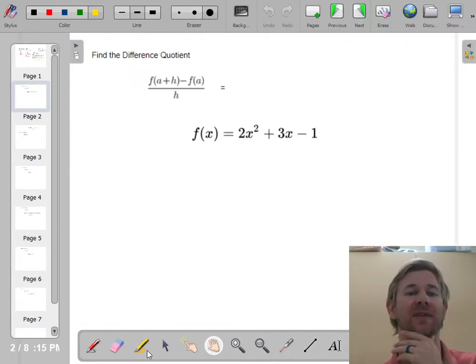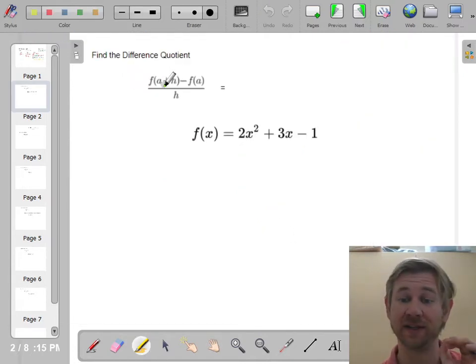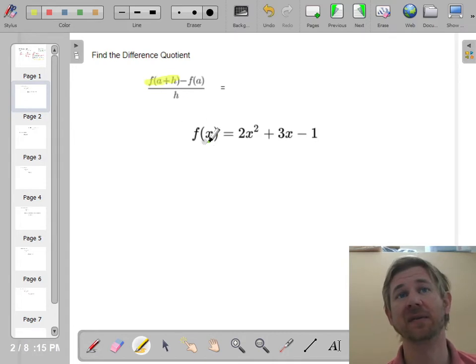This is called the difference quotient. This is a formula. You don't need to have the formula memorized, but you will use it enough that you probably will have it memorized. You're going to take f of a plus h, then you're going to subtract f of a, and then you're going to divide the whole thing by h.